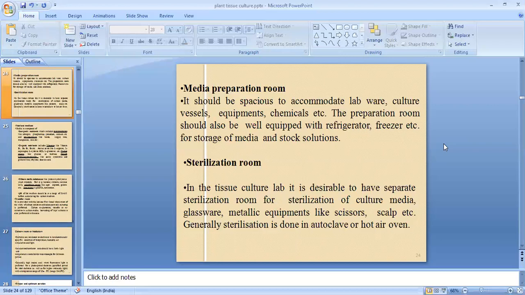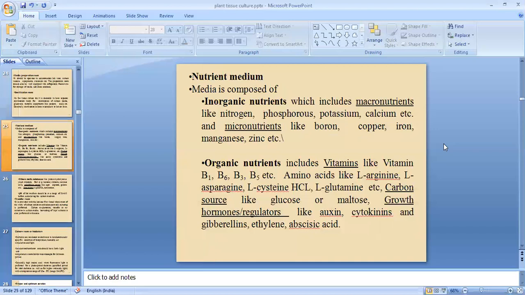And next one is your sterilization room. It is usually desirable to have a separate sterilization room in a tissue culture lab for sterilizing all the things, maybe your culture media, the glasswares or metallic equipments like scissors, scalpel. I already spoke to you regarding this. The sterilization can be done by the autoclave, that is moist heat, or by the hot air oven, that is dry heat.